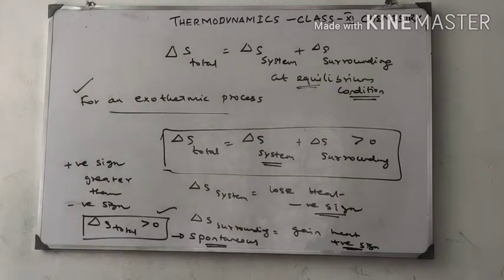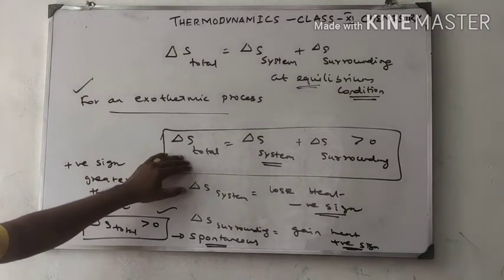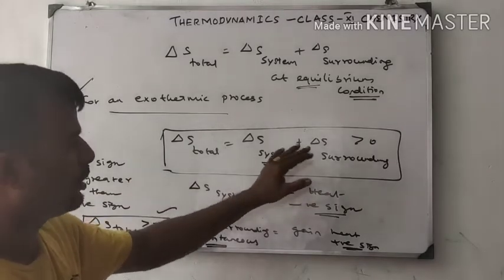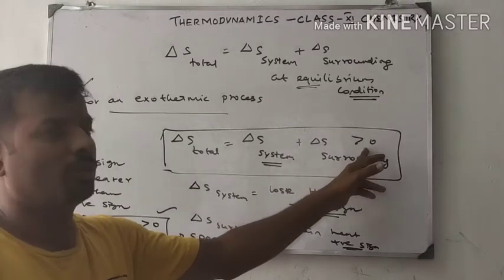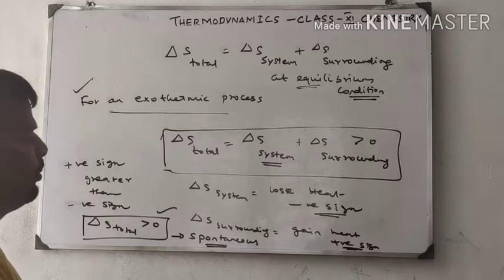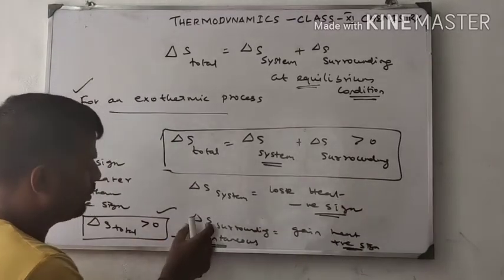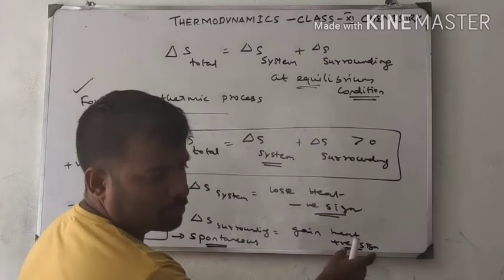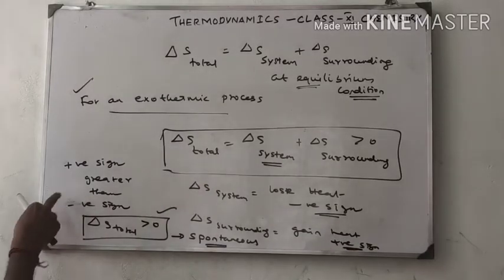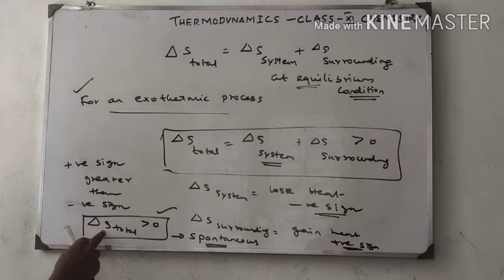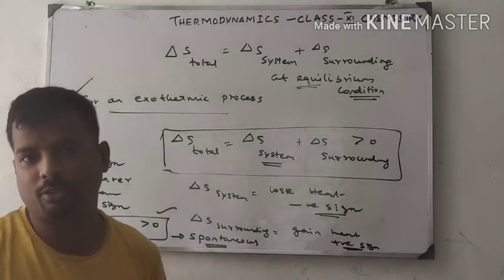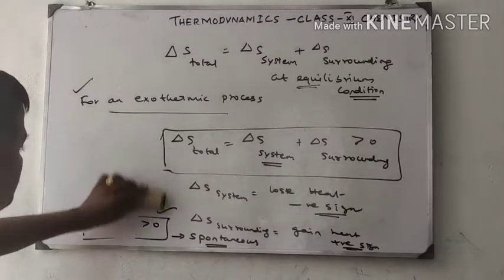Go through one time. For an exothermic process, delta S total is equal to delta S system plus delta S surrounding, which is greater than 0. How is it greater than 0? Because the system loses energy, so I put a negative sign. The surrounding gains energy, so I put a positive sign. If the positive sign is greater than the negative sign, then delta S total is greater than 0. Right? Okay.